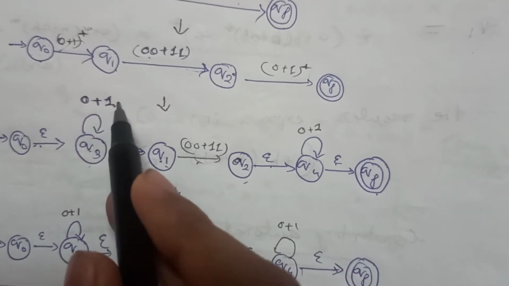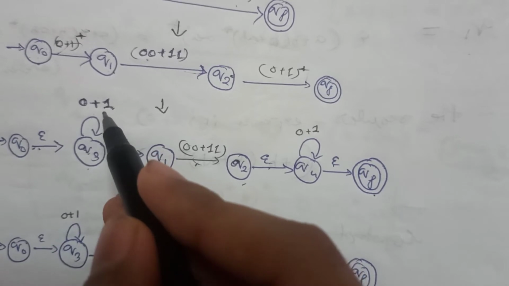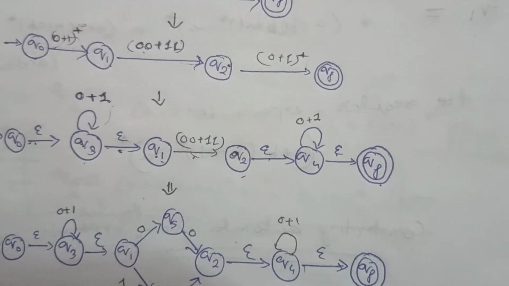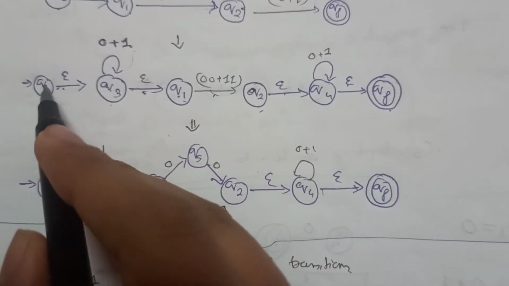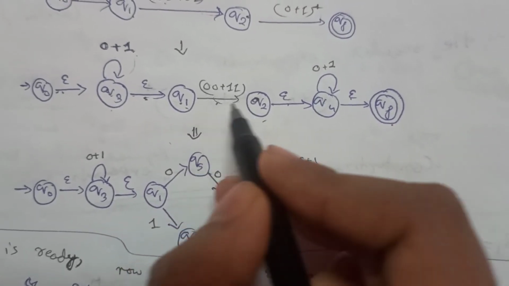Now we will form this for the middle part. So 0 plus 1 means 1. This is if the input symbol is 0 or if the input symbol is 1, it will just self loop on itself again and again. And now for this particular part, this part's automata is done and this part's automata is also done. Only this part's automata is remaining.